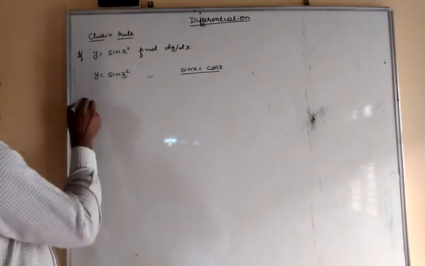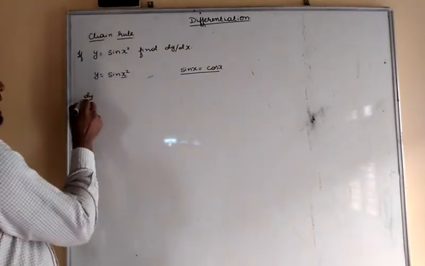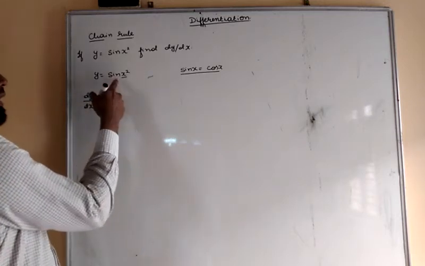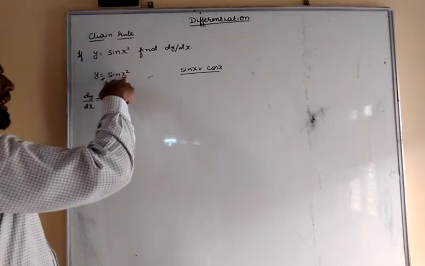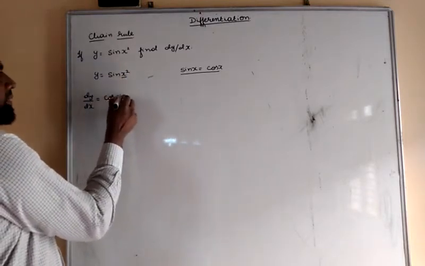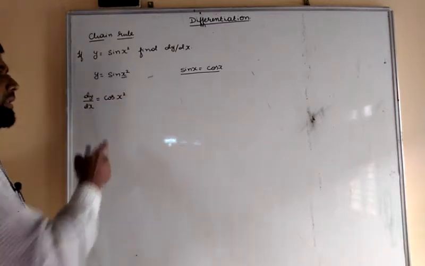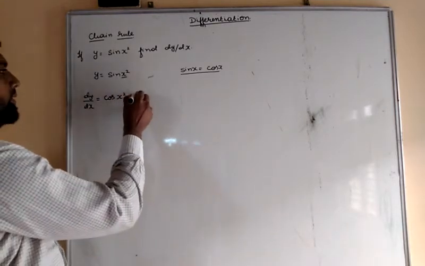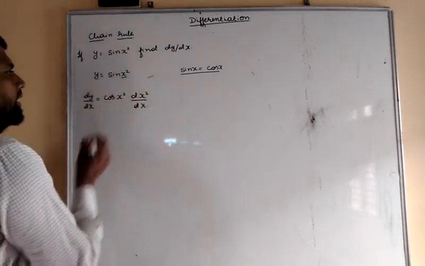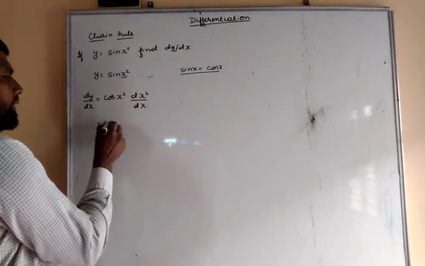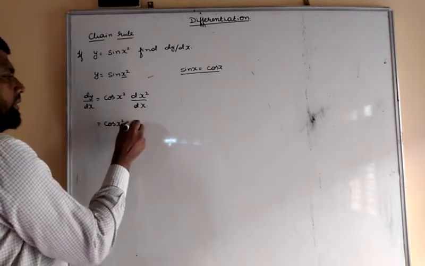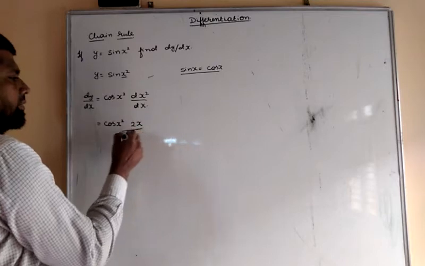So let us differentiate first. Differentiation of sine x is cos. You have to assume that x square is an x, which means we write cos, and in the place of x you should write x square. Again, you have to differentiate x square. So cos x square, then differentiation of x square means 2x. So this is the chain rule.